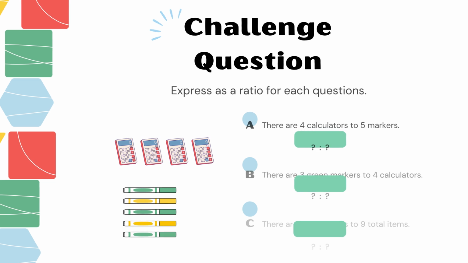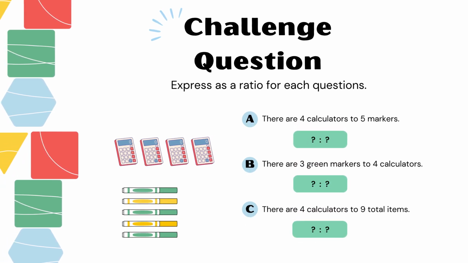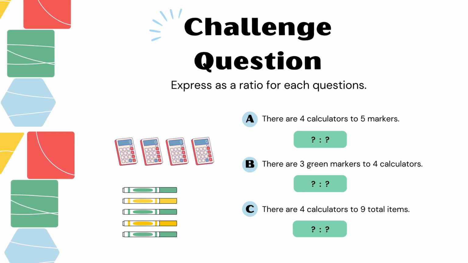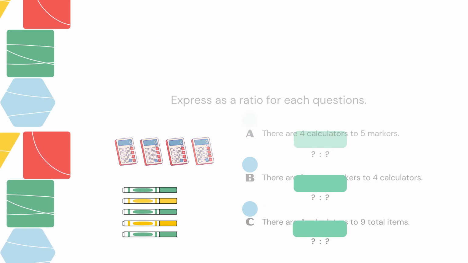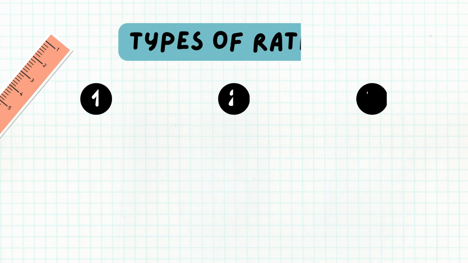Here's a question to test your skills. A. There are 4 calculators to 5 markers. B. There are 3 green markers to 4 calculators. C. There are 4 calculators to 9 total items. So what's your answer? Outstanding! Now let's talk about the types of ratios.